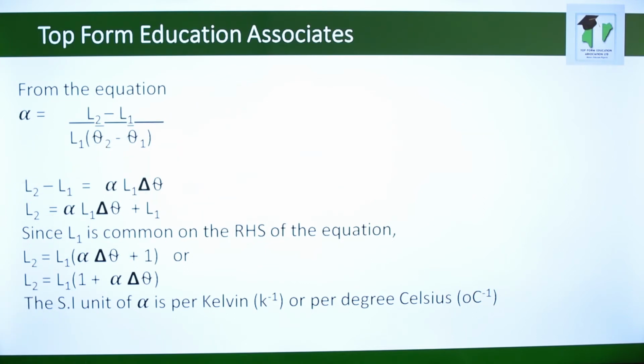We use it to get the final length gotten when the temperature increased by a degree rise in what? Temperature. So the SI unit of alpha is per Kelvin or per degree Celsius. So what we have is the SI unit of what? Linear expansivity. It's given as per Kelvin or per degree Celsius.